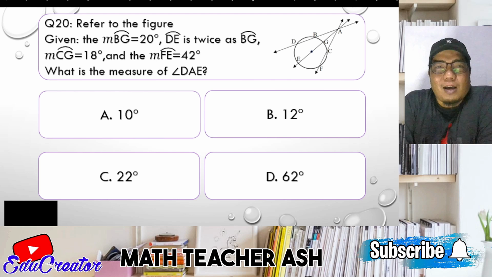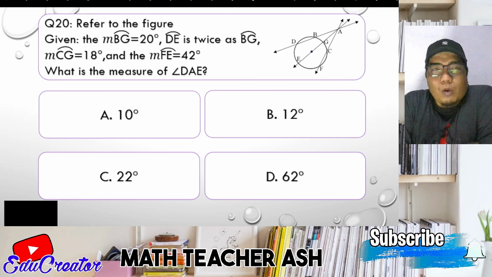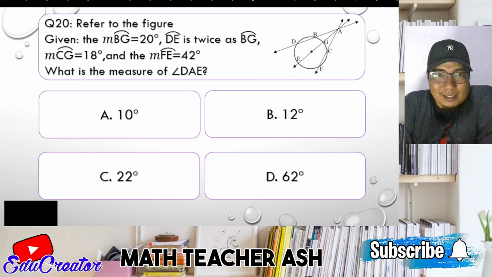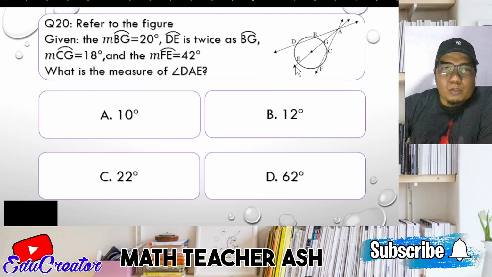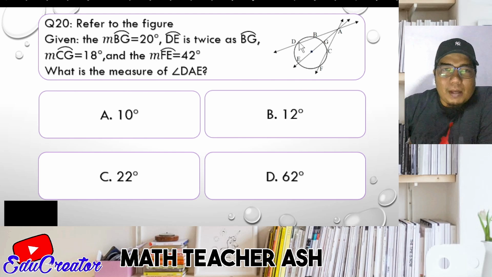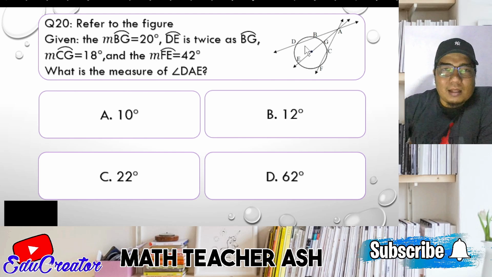So, ano ba ang rule sa pagkuha ng angle na nasa labas or that is formed outside the circle? So, of course, as we can see here, itong na angle, may dalawang intercepted arc na natamaan. Tama?